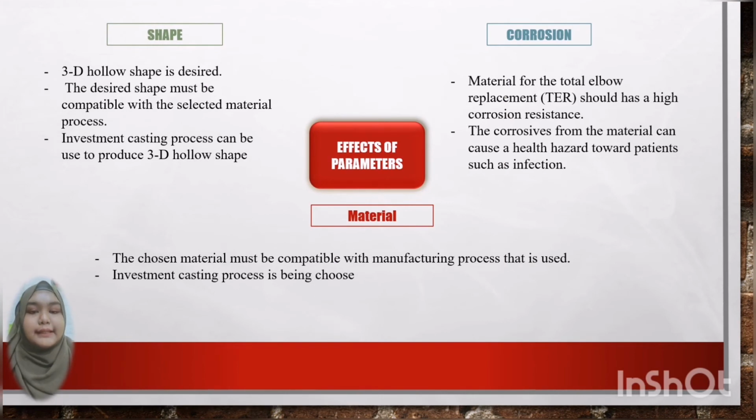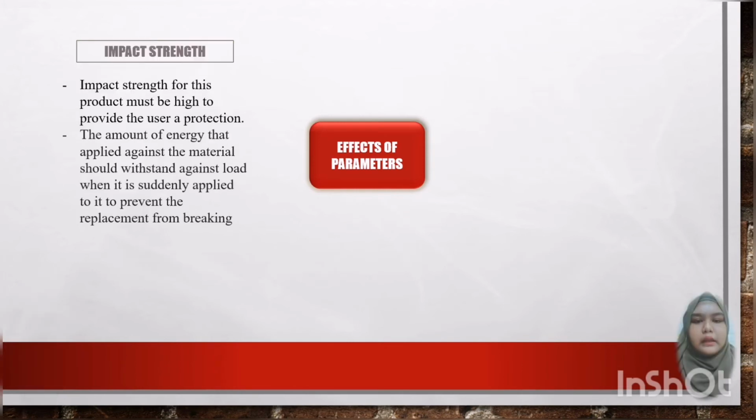The next parameter is corrosion. The selected material should have a high corrosion resistance, as corrosives from the material can cause health problems for the user. The fifth parameter is impact strength. Impact strength for this product must be high to provide the user protection from a shock wave.